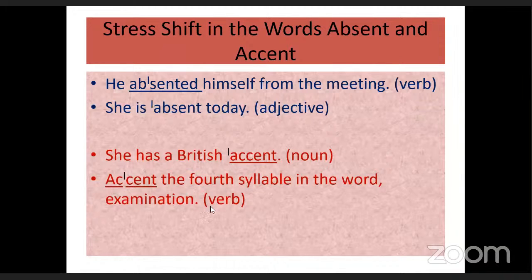And when the word is used as a verb: accent the fourth syllable in the word examination. Look at that. When it is a verb, the stress should fall on the second syllable, and so it should be pronounced as accent the fourth syllable in the word examination. That is how you have to read it.